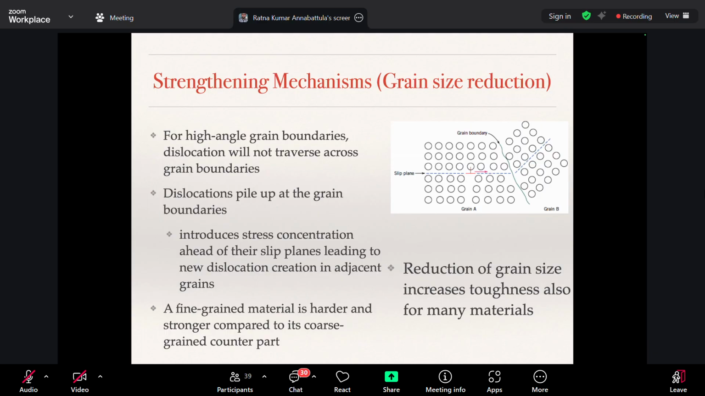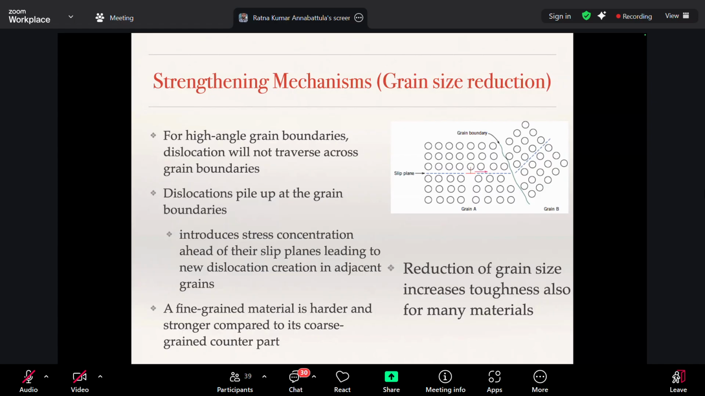So a fine grained material, where the grain size is smaller, is harder and stronger compared to its coarse grained counterpart, because in a fine grained material, the total grain boundary area for the same volume is going to be much larger because there are more grains.